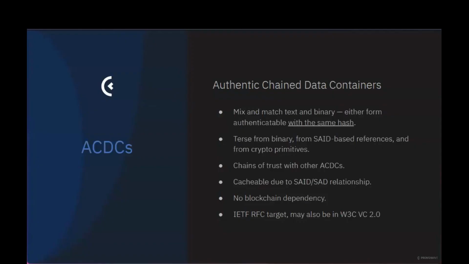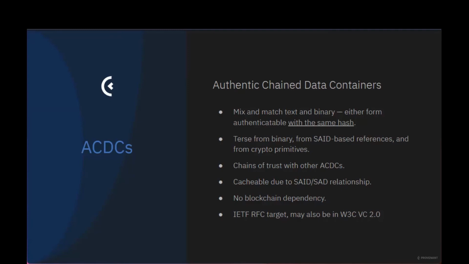So if we did all of these things, what we would end up with is authentic chained data containers. And they have the following benefits: that you can mix and match text and binary inside the credentials, or you can transform a credential from its text to its binary representation transparently. So you can inspect it in a debugger for a developer, but transmit over the wire a binary version of the credential, things like that. And as you do that transformation, you're not altering the hash of the data.